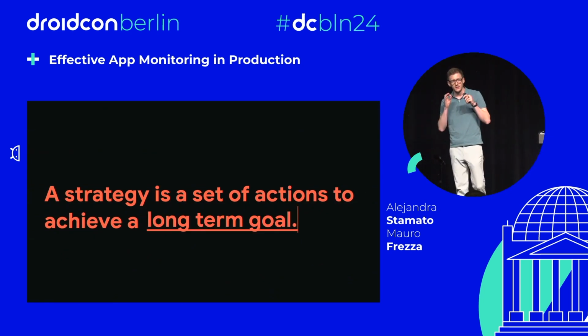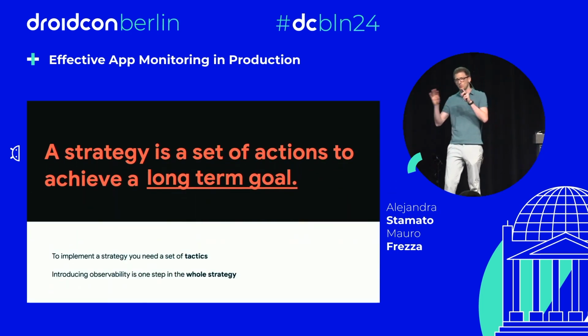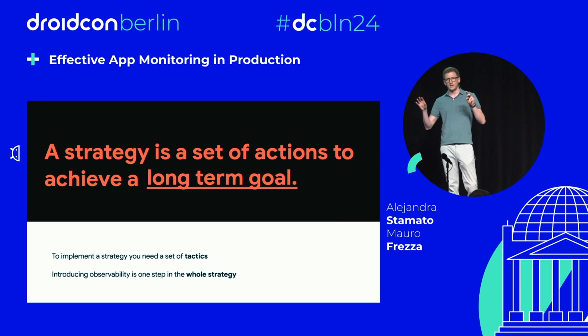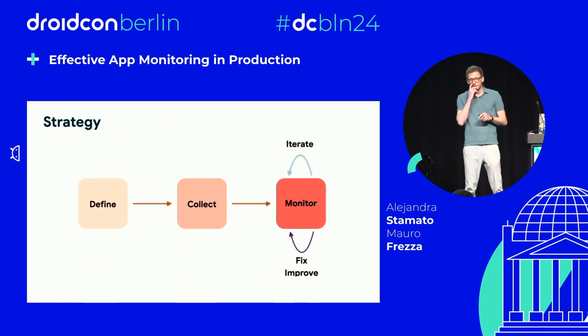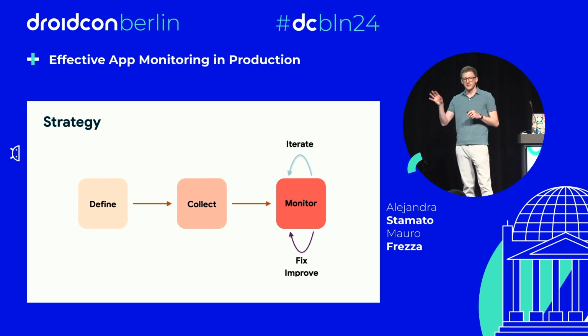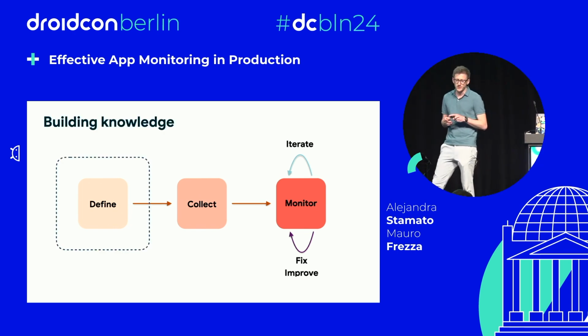A strategy, you need to remember, is a set of actions that you need to take to achieve a long-term goal. In this case, observability is just one tool in the whole strategy. It's not the only thing. You can think of the strategy as 3 steps. The first one, define, so understanding what kind of information you collect. Collection, so understanding where you're going to put the tracking inside your application, and the monitoring of all the data you collect. And then iterate over this. So let's focus on the first part.